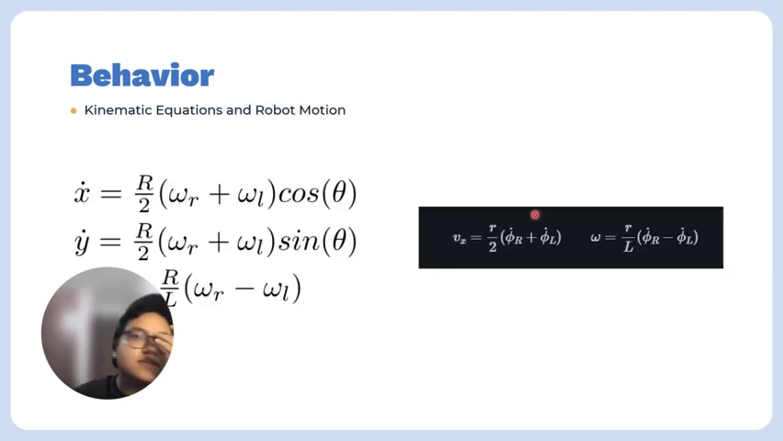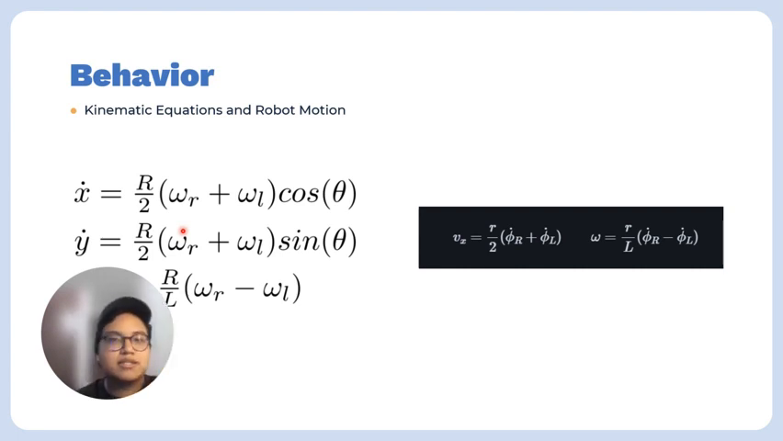Our model uses kinematic equations to describe the robot's motion. Here we can see the derivative of x, of y, and the derivative of our direction or angle. Here, omega r and omega l are the angular velocities of the right and left wheels, and r is the radius of the wheel, being here 0.05 meters, and l is the distance between the wheels, 0.25 meters. These equations relate the wheel speed to the robot's linear and angular velocities, crucial for planning and controlling its movement.